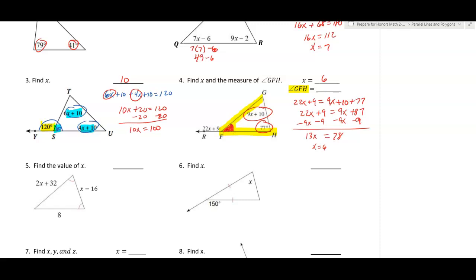Now to find that, the easiest way is to either find the measure of angle G and do 180 minus G minus H, or if I wanted to, actually that's probably the easiest way. So if I do 9 times 6 plus 10, that's going to give me 54 plus 10, which is 64 degrees. So this angle here now would be 180 minus 64 minus 77, which would be 39 degrees.